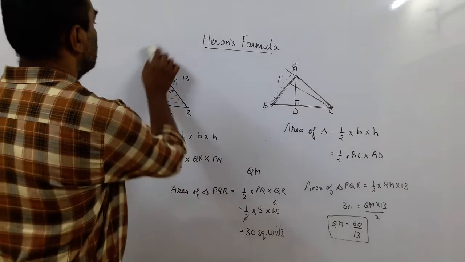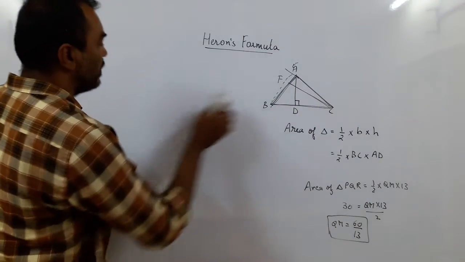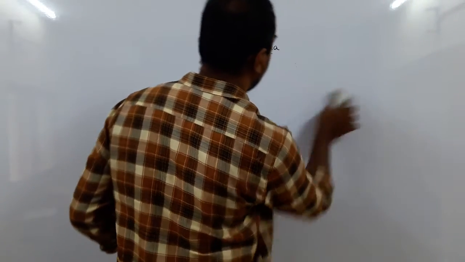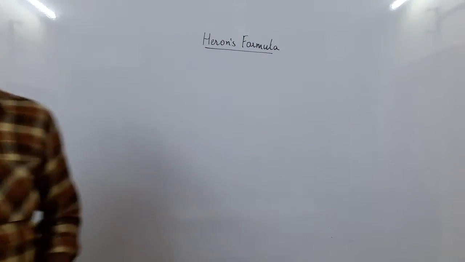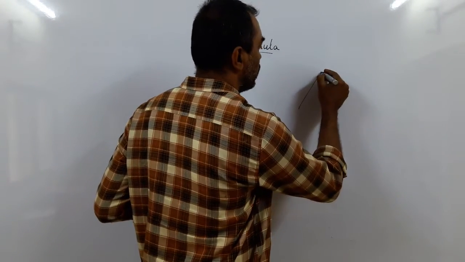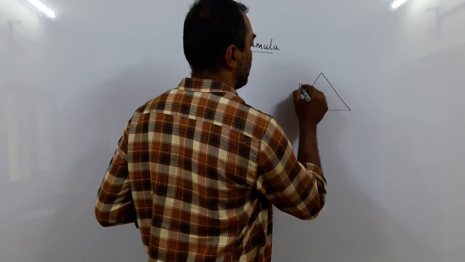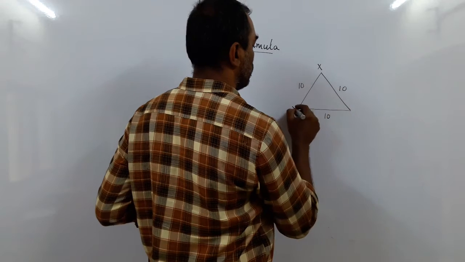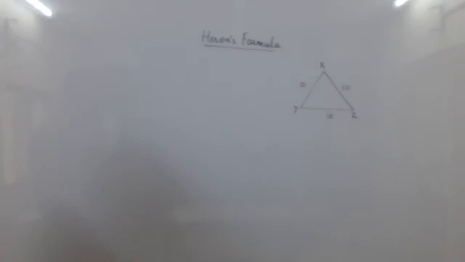So this is done. So two special triangles we have seen. We have seen the area of a general triangle and a right angle triangle. Okay. Now let us move on to an equilateral triangle. In an equilateral triangle, all the sides are equal. Let us say 10, 10, 10. So I have got triangle XYZ, an equilateral triangle, all sides are 10.